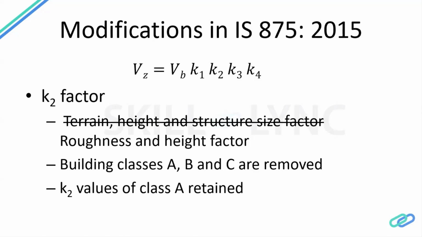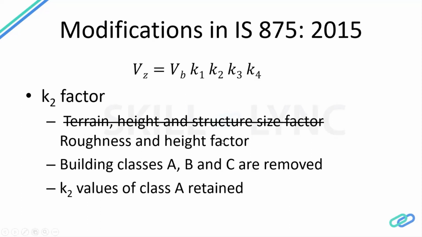One thing is Vz, that is the wind load at the height, which is Vb times K1, K2, K3, K4. So the K2 factor has changed. Earlier it was terrain, height, and structure size factor. Now structure size is no longer kept, but terrain and height are kept. So it is the roughness and height factor.